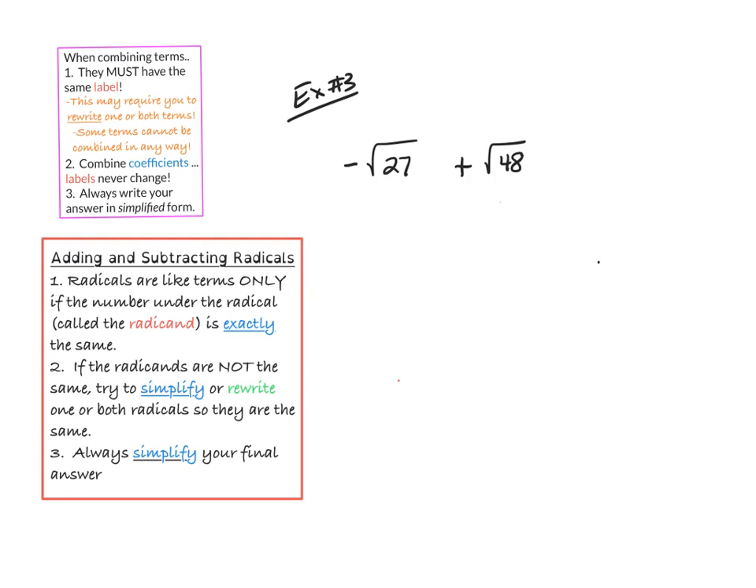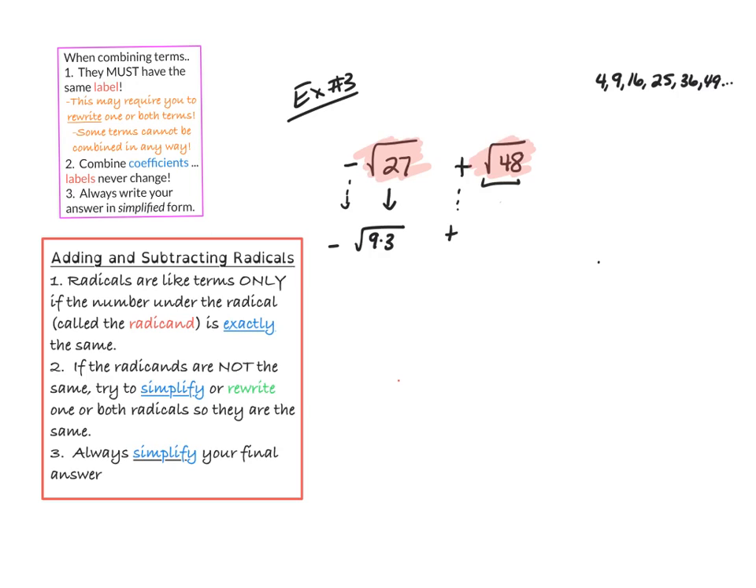In example number 3, the first thing that we should know when we're trying to add or subtract radicals is that they need to have the same number under the square root in order for them to be like terms. So again, here what we notice on this one, this is the square root of 27, and this is the square root of 48. Those are not the same numbers under the square root, so they are not like terms, so we need to rewrite them. So I'm going to rewrite my negative. Now instead of 27, I need to rewrite that using a perfect square. So I'm just checking my perfect squares like 4, 9, 16, 25, 36, 49, so on and so forth. So with 27, I'm going to use 9 times 3.